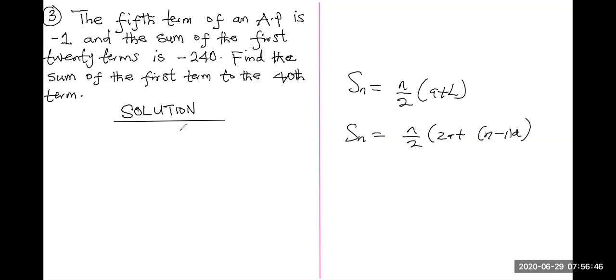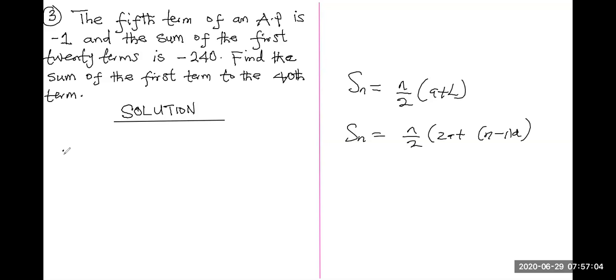So what it means is that you need to go and find the necessary parameters to use in solving this question. So we come back to our general formula for each of the terms in an AP. The fifth term of an AP is minus 1. So the fifth term is going to give us A plus 4D.